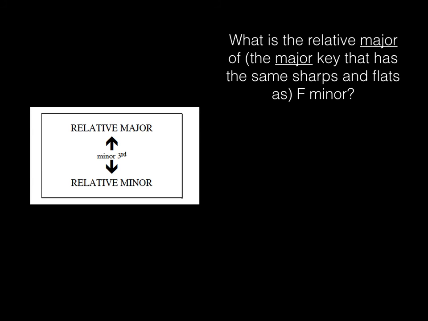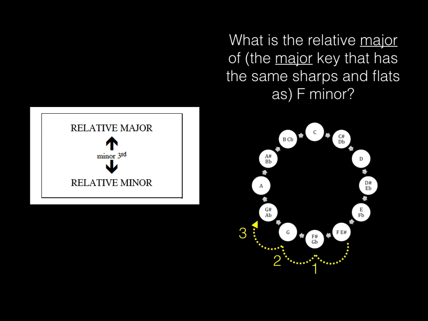What is the relative major of F minor? That is, what is the relative major key, the major key that has the same sharps or flats as F minor? Well, now we're going to count up because we're going from minor up to major. So what is 3 half steps higher than F? F to F sharp to G, G to A flat. A flat is the relative major of F minor.